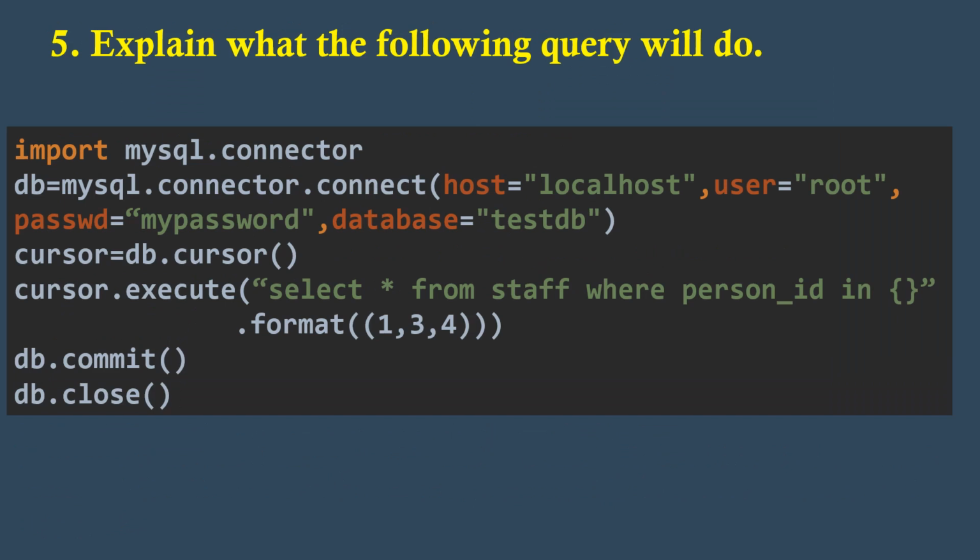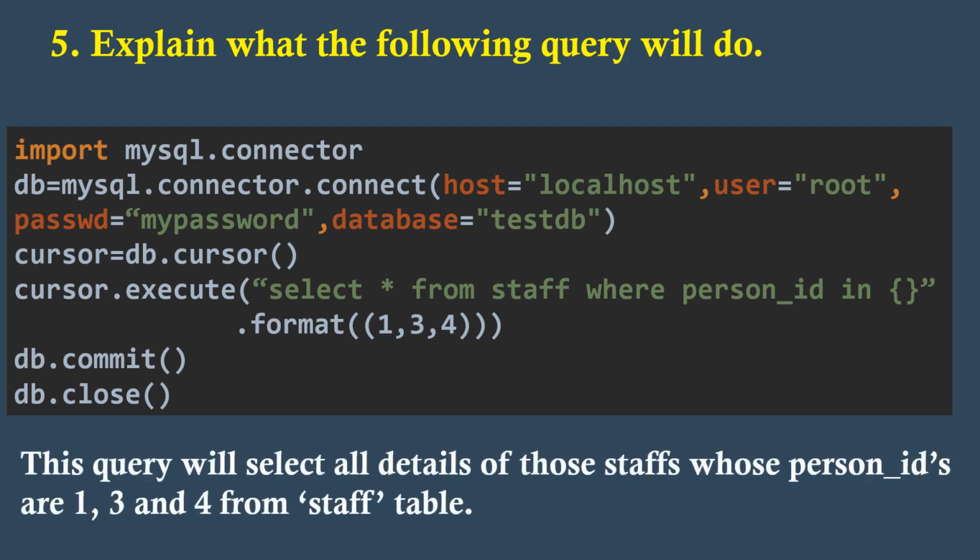Now explain what the following query will do. So here we are creating a MySQL database connection object, and we are creating one cursor object also, and we are executing this query, that is select star from staff where person ID in (1, 3, 4). We have used the format function. So that means it will select those particular records from the table staff where person IDs are 1 and 3 and 4. So it will give you these three records, and display these three records.